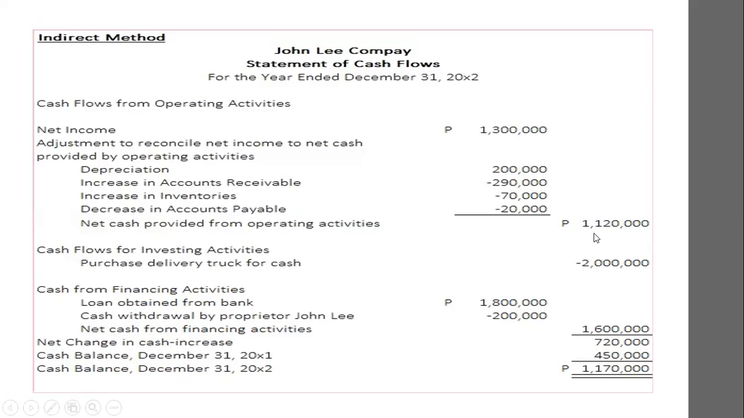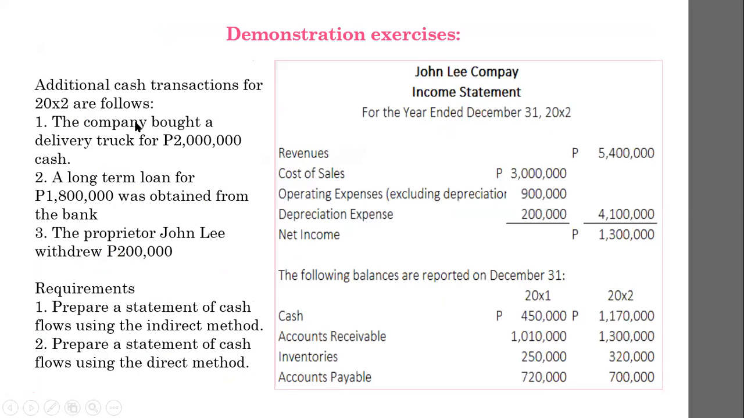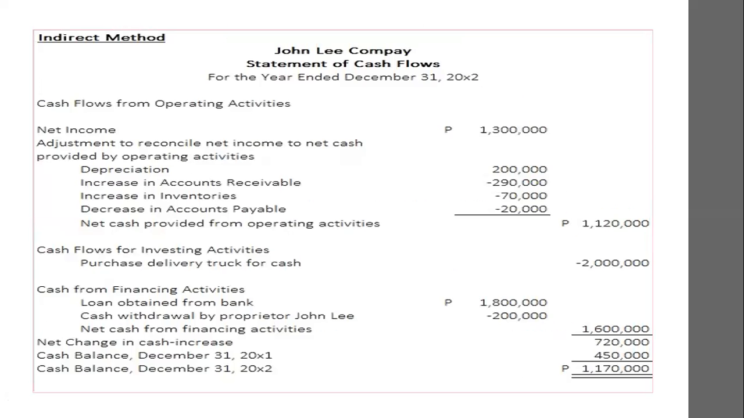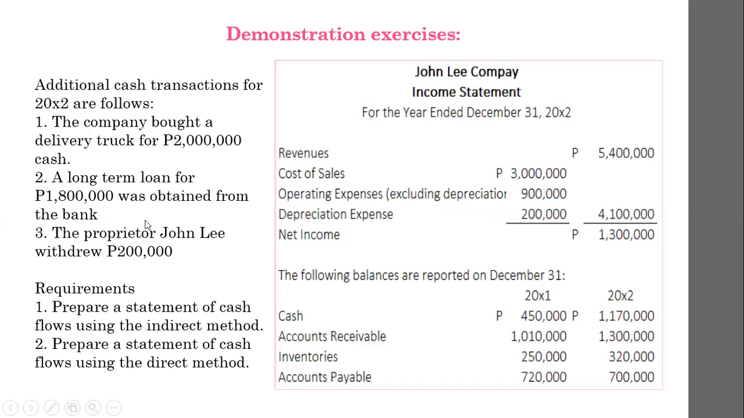Now, net cash provided from operating activities. So, 1 million, automatic nag-increase po yung cash natin, kasi positive pa rin yung result under operating activities. So, move tayo sa cash flows for investing activities. Purchase, delivery truck, or cash. Delivery truck, bought. Pag narinig nyo yung payment, paid, bought, automatic magli-less po tayo sa ating investment activities. Kaya po nag-appear yan na negative 2 million. Then, from cash from financing activities, so loans obtained from bank. Ito po yan, 1,800,000.